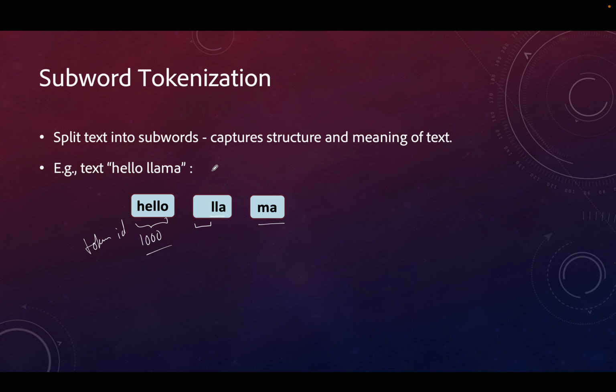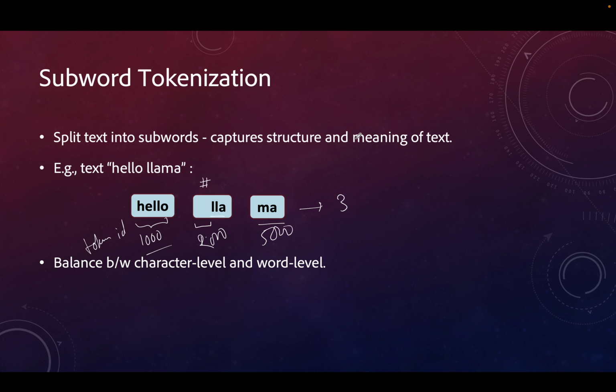There may be multiple approaches to this. Sometimes they may start with some hash symbol or something else. So let's say it starts with a space. So it conveys that this is the beginning of a word in the original text. So in this case, it's broken down into 3 tokens. So we will have 3 IDs, let's say 1000, 2000 and 5000, as compared to word level tokenization where we had 2 tokens. So it's a balance between character level and word level, as you can see, and it reduces the vocabulary size.